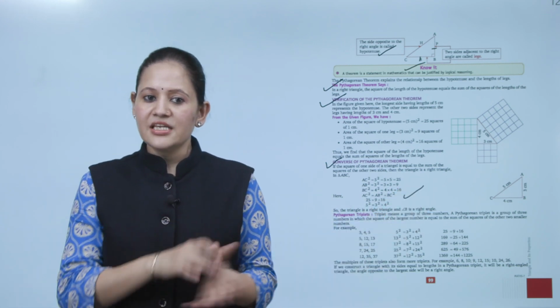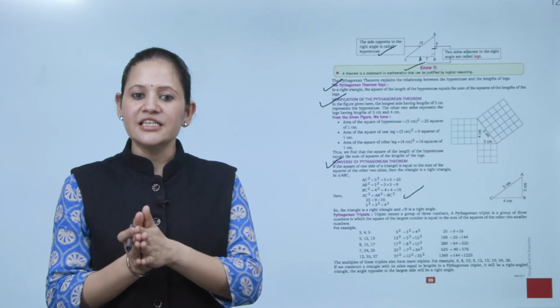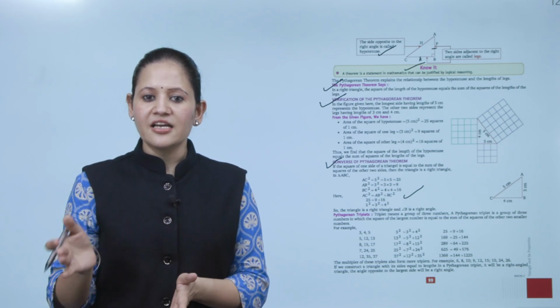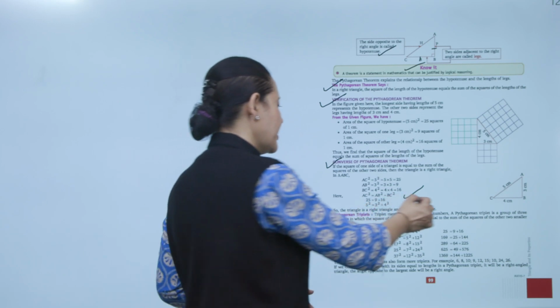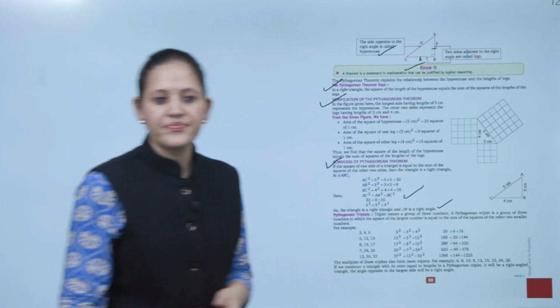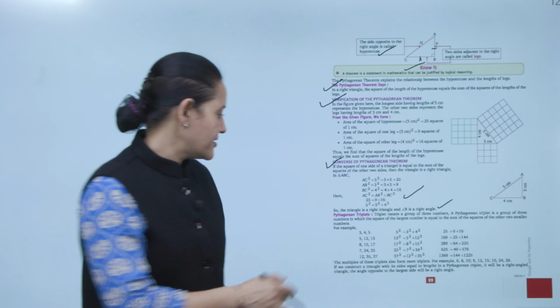क्लियर, इक्वल हो गया. सो द ट्राइंगल इज अ राइट ट्राइंगल एट एंगल बी. बी पे क्या बन रहा है हमारा राइट एंगल. नेक्स्ट इज पाइथागोरियन ट्रिपलेट्स.